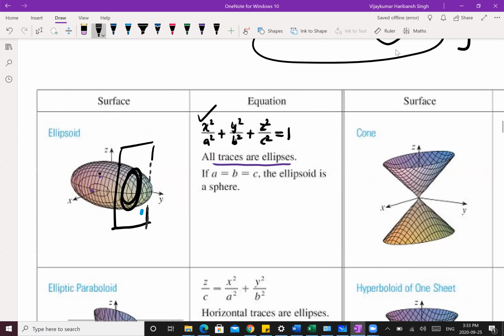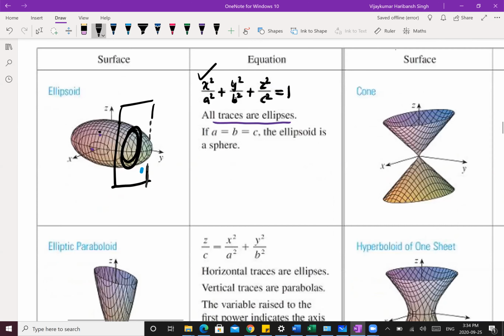Now note that if a equals b equals c, then your ellipsoid is a sphere. So all the traces are circles. So an ellipsoid can be thought of as, or rather, a sphere can be thought of as a special case of an ellipsoid, where a equals b equals c.